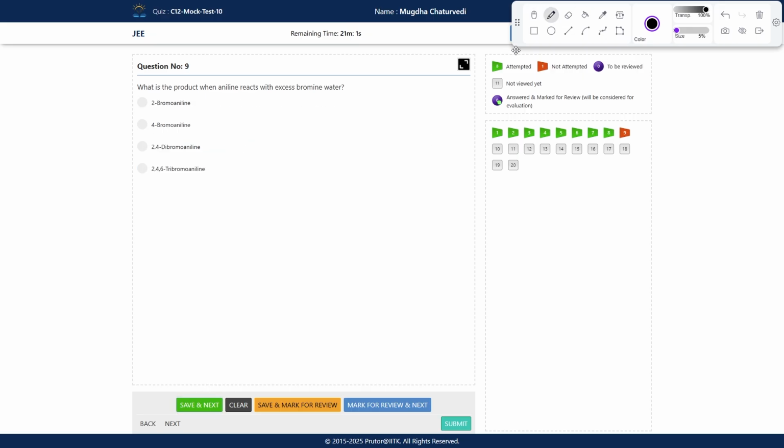Now next question, it is saying that what is the product when aniline reacts with excess of bromine water? Then if I talk, this is an electrophilic substitution reaction. Okay, so if this is an aniline over here, then the NH2 group activates the ring leading to the bromination at ortho and para positions. Now what happens in this reaction? If you treat it with bromine water, it forms a polysubstituted product.